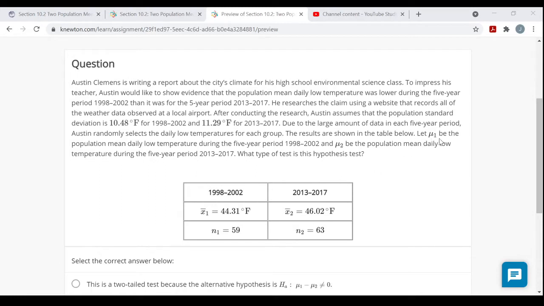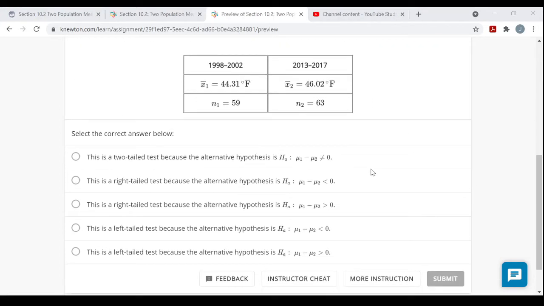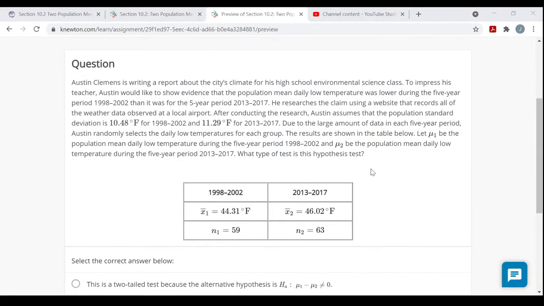Let mu1 be the population mean daily low temperature during the 98 to 2002 period, and mu2 be the population mean daily low temperature during the 2013 to 2017 period. All right, the first question is, what type of test is this hypothesis test? Now they mean, is it a two-tailed test, a right-tailed test, or a left-tailed test? So that all depends on how the hypotheses are set up. All right, so that's what I'll do on some paper here.